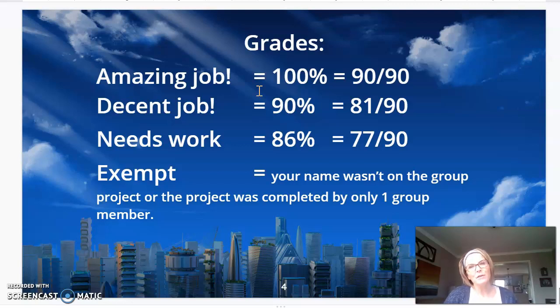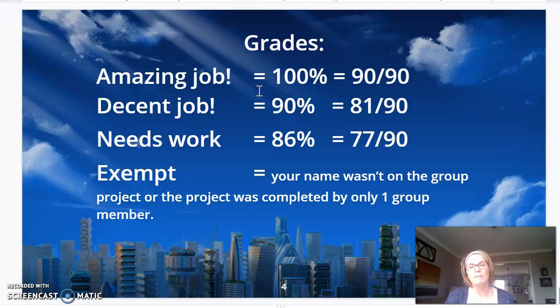Then we also had some that were decent. So in our decent area, we had 9 sections that we were looking at. And in our decent area, what we really ended up with were probably about 6 of those sections done correctly, and 3 of them or more not done correctly. So if you have a decent job, you got a 90% on this project, and that's going to show up in the gradebook as an 81 out of 90.